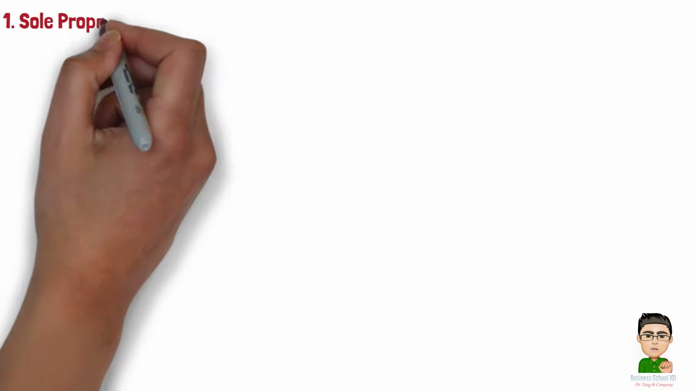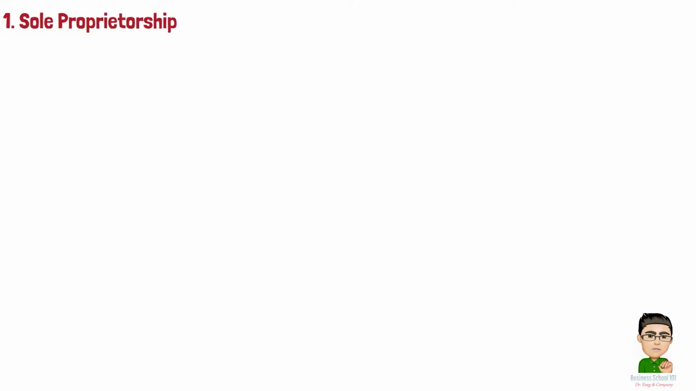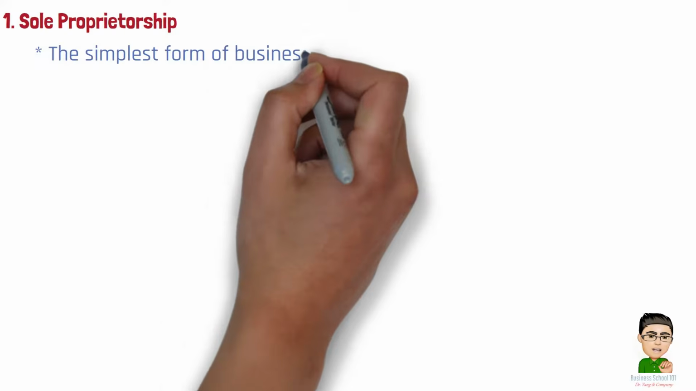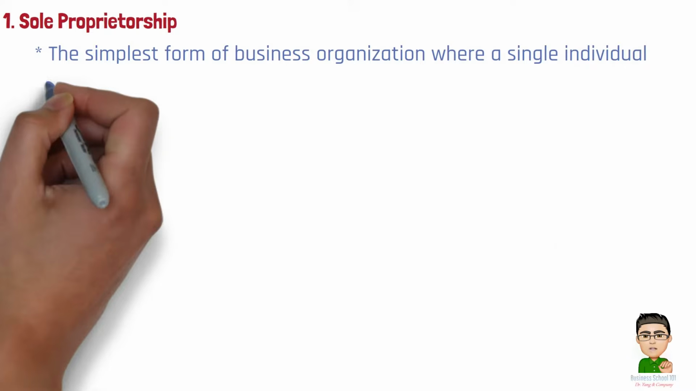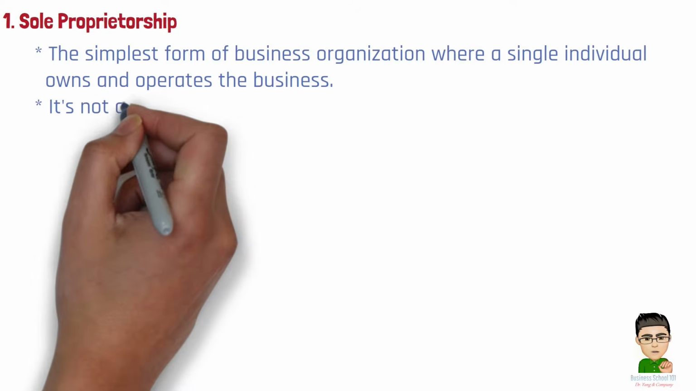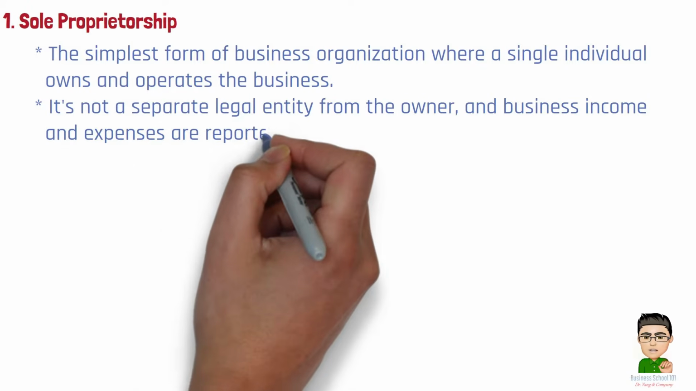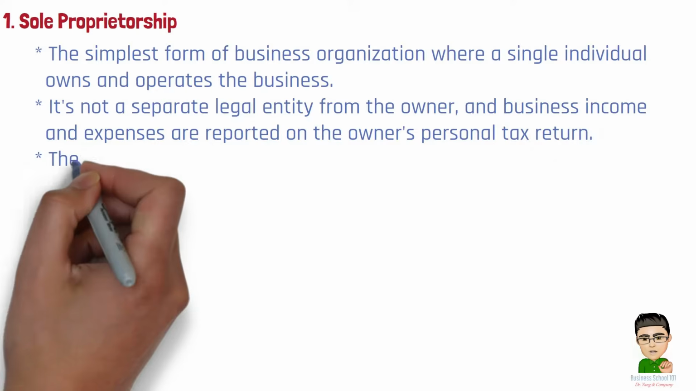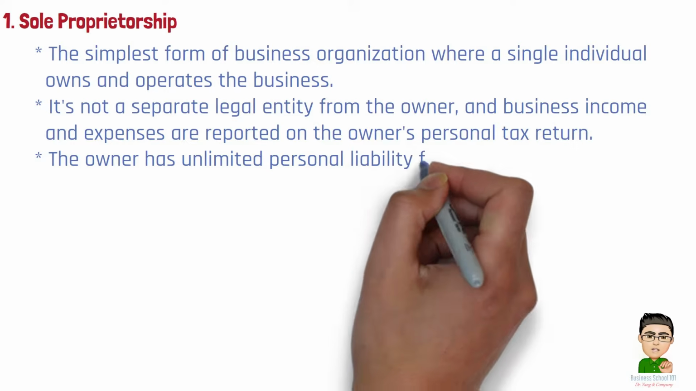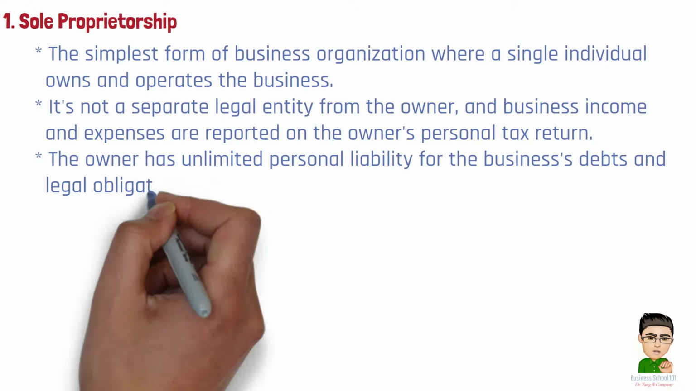Type 1. Sole proprietorship. A sole proprietorship is the simplest form of business organization where a single individual owns and operates the business. It's not a separate legal entity from the owner, and business income and expenses are reported on the owner's personal tax return. The owner has unlimited personal liability for the business's debts and legal obligations.